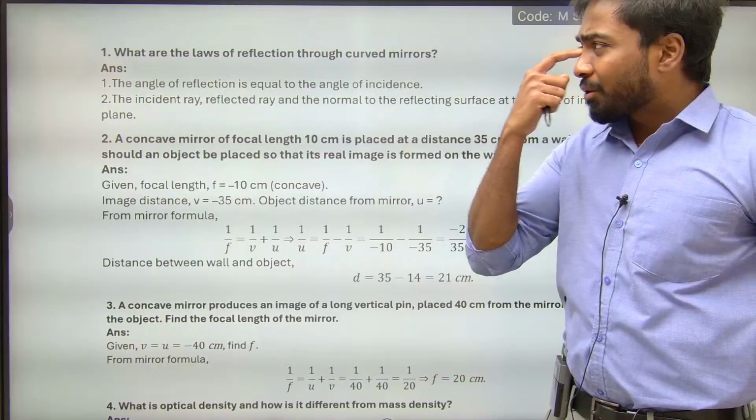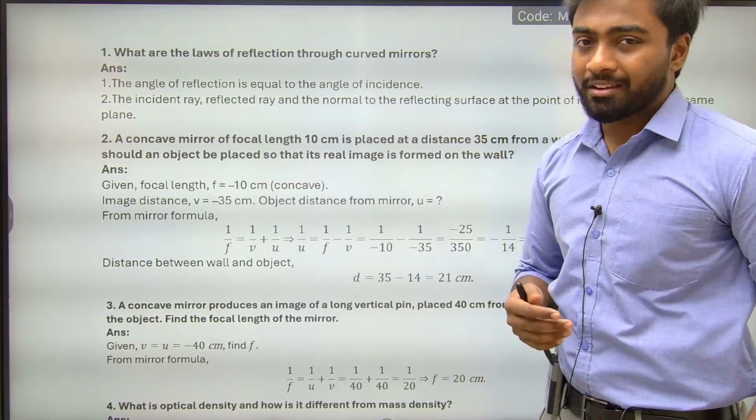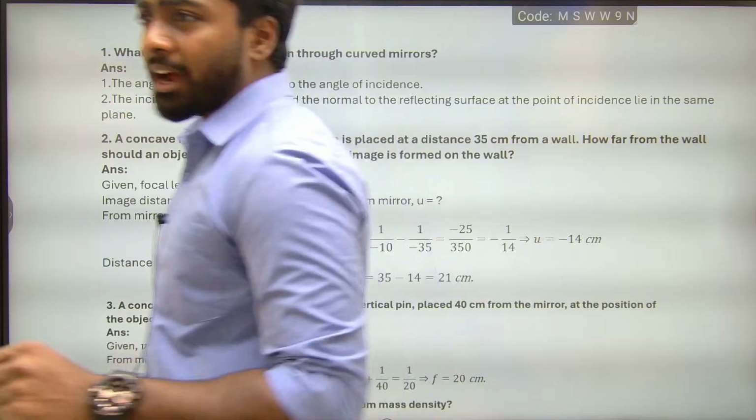And today's class we are going to concentrate on ray optics, with very short answer questions. And people are joining over here.